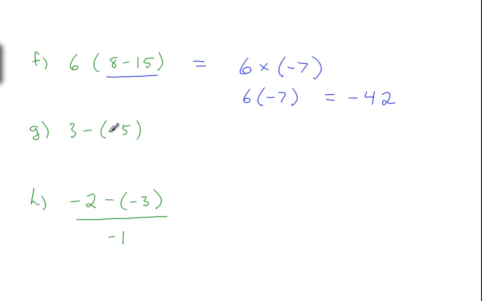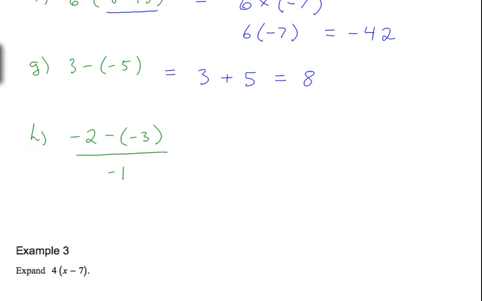3 minus negative 5. We're subtracting a negative. When we subtract a negative, it's positive. So 3 plus 5, that's 8.